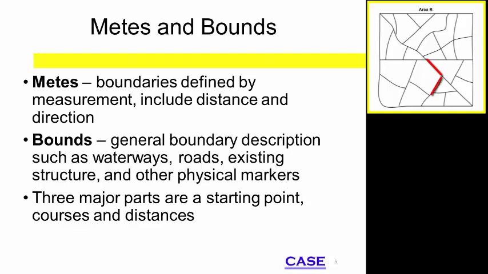At the end of the first side, a new angle would be set using the compass and the length of the second side would be measured. This would continue until the entire parcel of land was enclosed by the boundaries described.